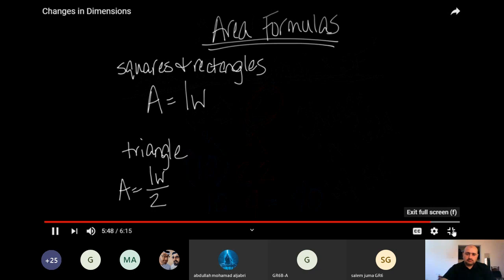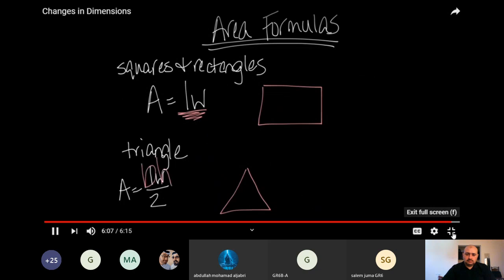Here are some formulas to know. The area formula for squares and rectangles is length times width. It's just side times side. Triangles is a little more tricky. I wrote the wrong one. It's base times height divided by 2. So it's B times H, and then divide that by 2.